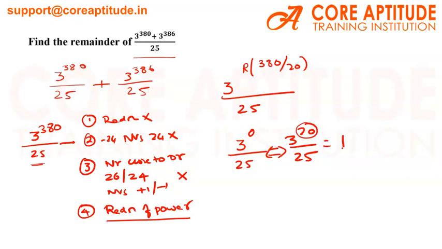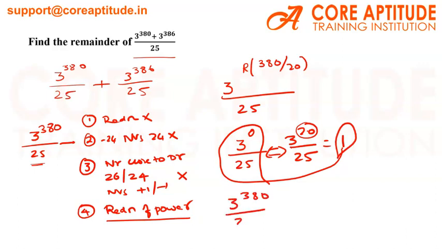For that, instead of writing it as 3 power 20, I can simply write it as 3 power 0 divided by 25. It's going to anyway give me 1. So I can say 3 to the power 380 divided by 25 is 1 by 25.